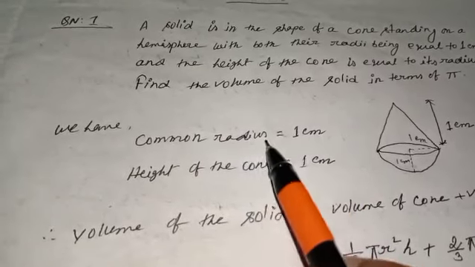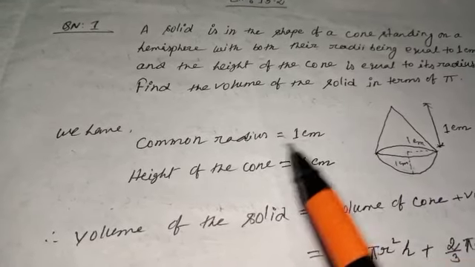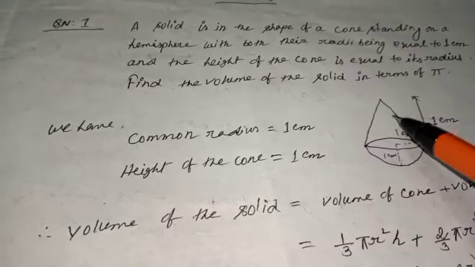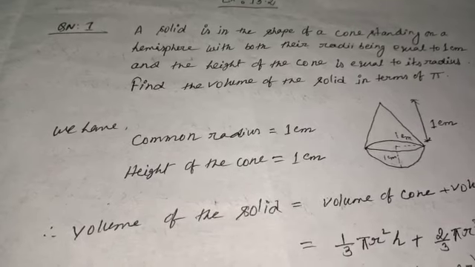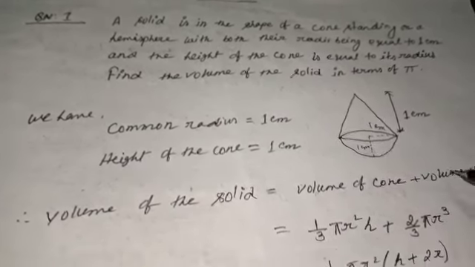So we have common radius. I wrote common radius because both the radii being equal. There is a common radius of 1 centimeter and height of the cone is 1 centimeter. So volume of the solid is equal to volume of cone plus volume of hemisphere. It is very easy. Yes or no? Two shapes are here, cone and hemisphere. So volume of cone plus volume of hemisphere.